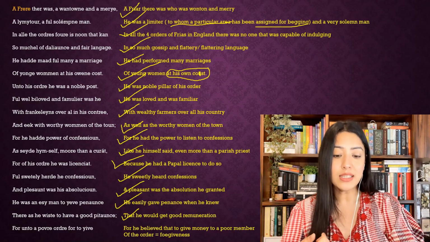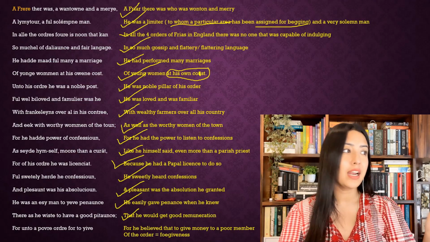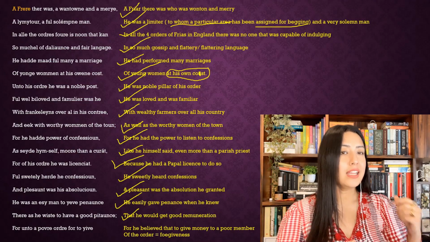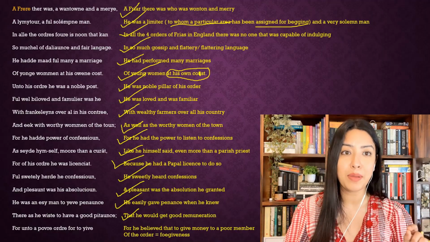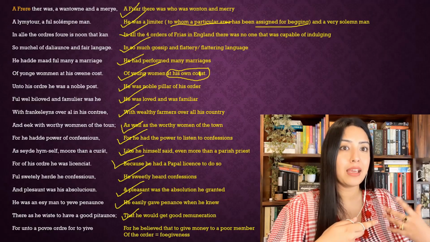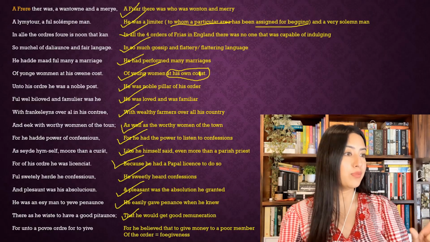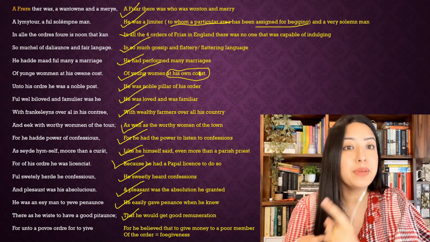So he's saying he easily gave penance when he knew that he would get a good remuneration. If he knew that this person is going to pay me well, he'll just say, okay, you're forgiven, easily forgiven. But if he's not getting good payment, he'll make the person feel more fear: if you don't give me this much, you're not going to be forgiven, you'll go to hell. It's like a business strategy.